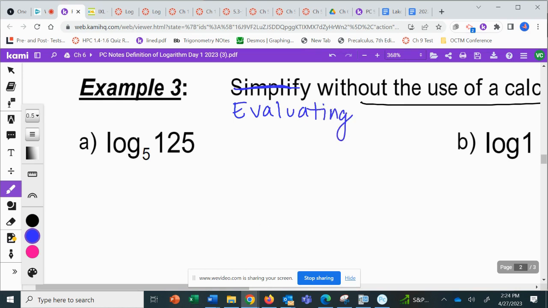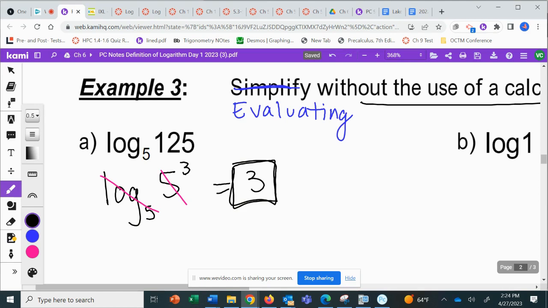Okay. So in order to evaluate, we want log base 5 to match up with 5 to some exponent. What is 125? 5 to the third. Okay. So you're going to use the powers that we've been working on that whole last chapter that you've gotten definitely way better at. And the answer is the exponent.